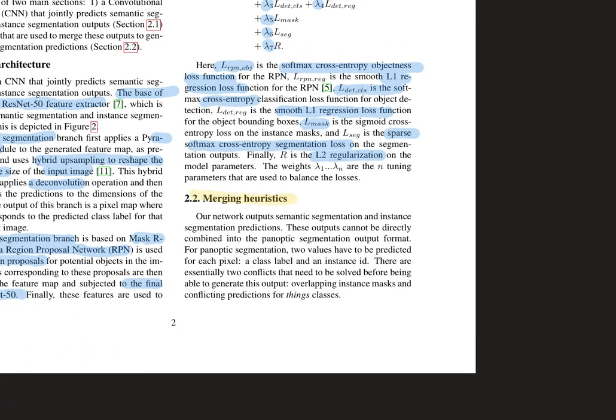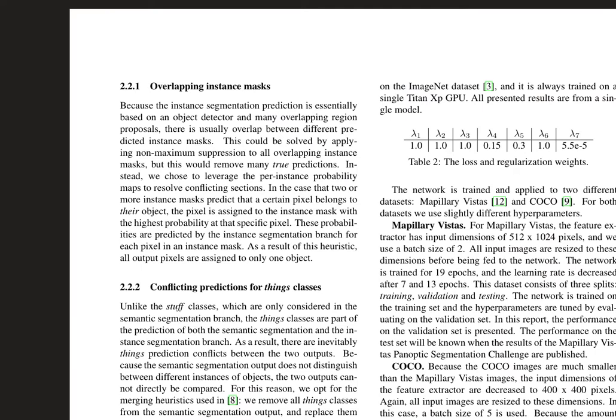Now let's discuss the merging heuristics. There are two main problems that the merging heuristics is designed to solve. One is the overlapping instance masks. So let's look at the instance segmentation module. Doing a naive non-maximum suppression on the overlapping instance masks is not going to have a good outcome because many of the true predictions will also get removed. The heuristic used for this case is that when two or more instance masks predict a certain pixel that belongs to them, basically to their object ID, the pixel is going to be assigned to the instance mask with the highest probability at that pixel.